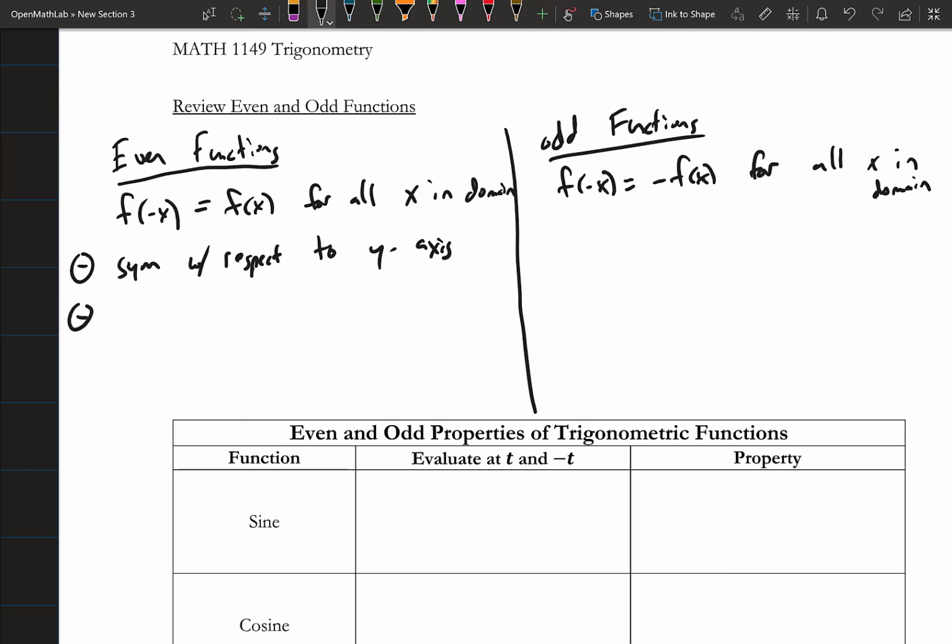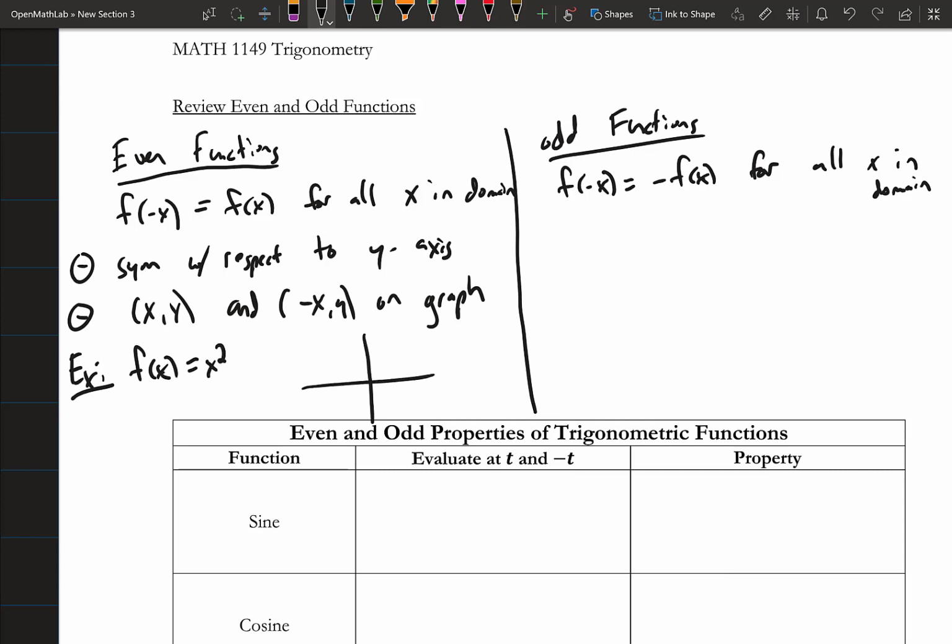Also, just another note is that if the point x, y is on the graph, then the point negative x comma y is also on the graph. And then a basic example, when I think about the most basic even function, is just f of x equals x squared. So, just a quick sketch, we have a graph that looks like this. So when we look at an odd function, a note for an odd function is that odd functions are symmetrical with respect to the origin.